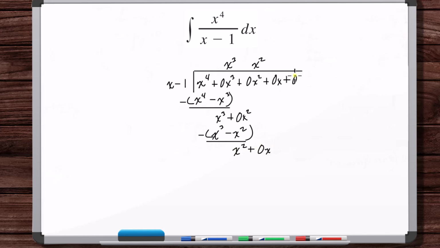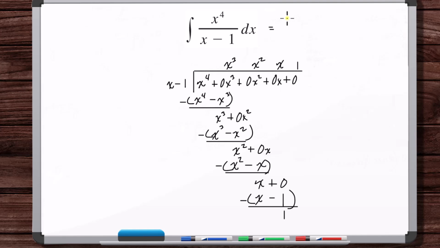Okay, x squared divided by x is x. Multiply x by the divisor. X squared minus x. Subtract these two. 0x plus 1x, so it's x plus 0. Okay, x divided by x is 1. Multiply 1 times the divisor. So you've got x minus 1. Subtract these two. Positive 1.